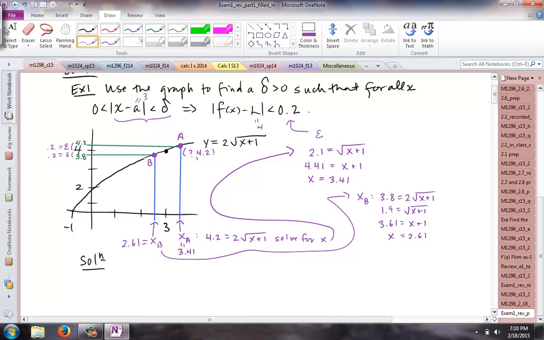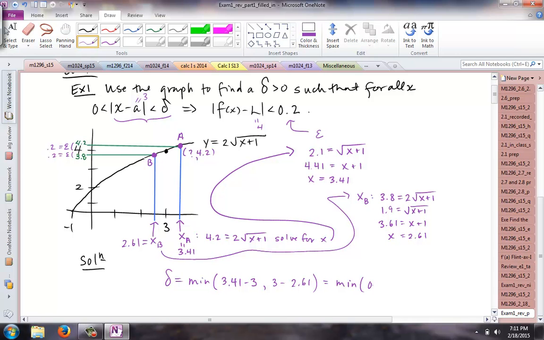Okay, so we scroll down here a little bit, and now I'll start writing some stuff. So delta is going to be the minimum of the distance between 3 and each of those points. So since we have the graph here and we see that 3.41 is bigger than 3, I'm just going to take 3.41 minus 3, and then I'm going to take 3 minus the x-coordinate below it, 2.61, and we're going to take the minimum of that for our delta.